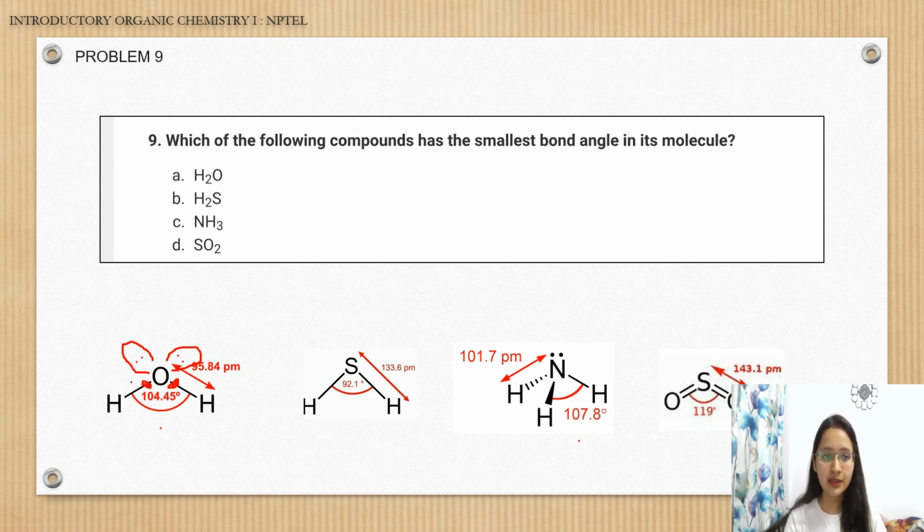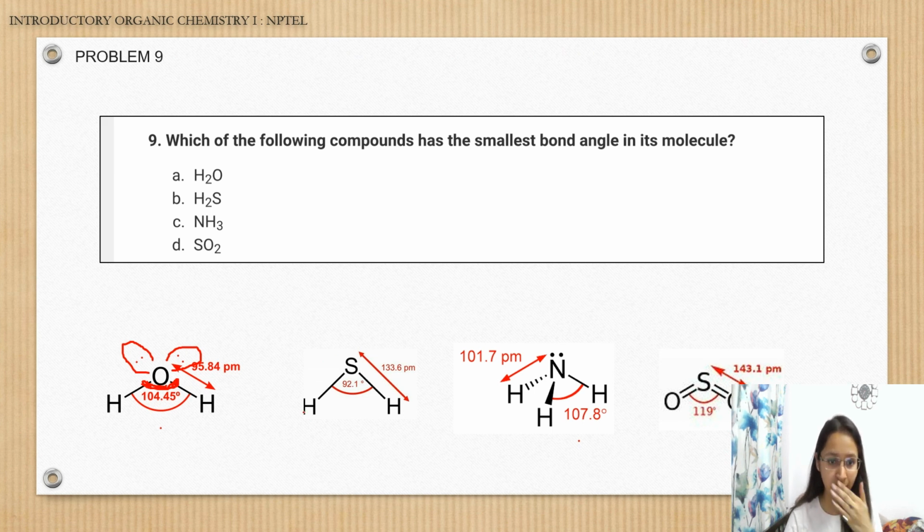Now, due to the electron density and the electron crowding in the oxygen case, the bond angle between this oxygen and hydrogen, this H-O-H bond angle, will get higher. It will get increased because of the repulsion between this electron density. So that is why the bond angle is getting high.